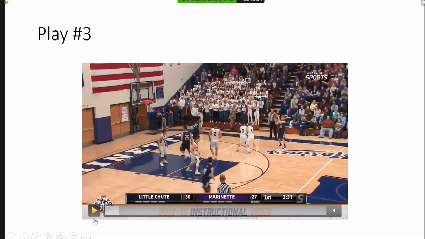So we have the center there. The trail is nice and low. I like that. But then let's see how this play progresses and then talk about what we would do mechanically.